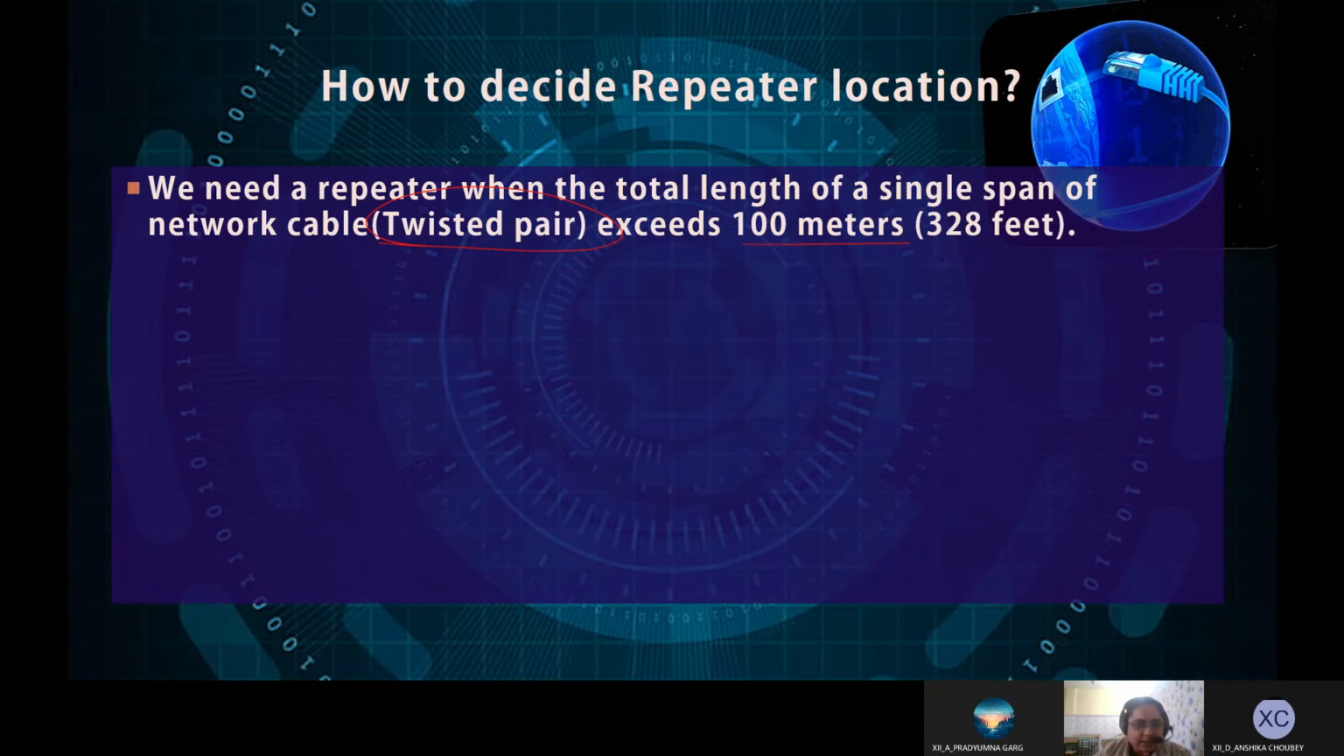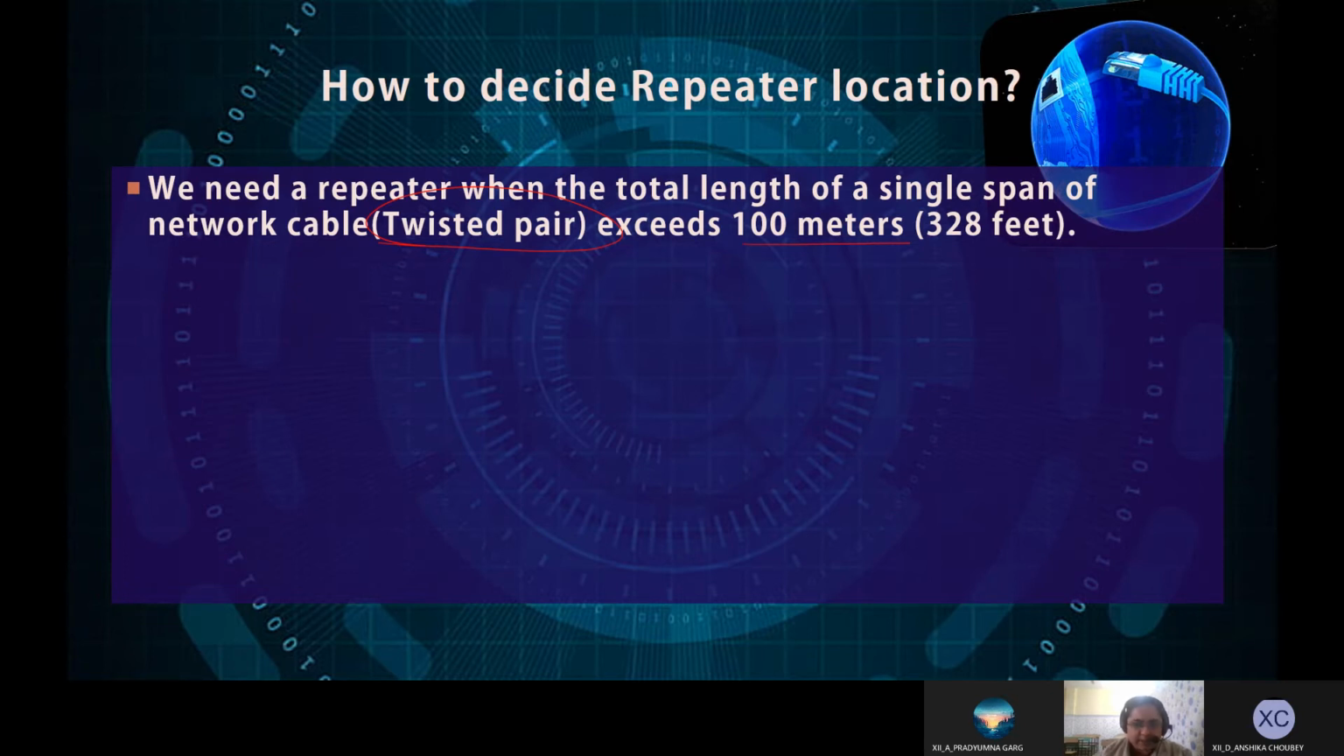Please write this down quickly in your copies. So twisted pair: maximum length of one cable segment is 100 meters. That is, you can install a certain number of devices or computers on 100 meters of cable without installing any repeater in between.